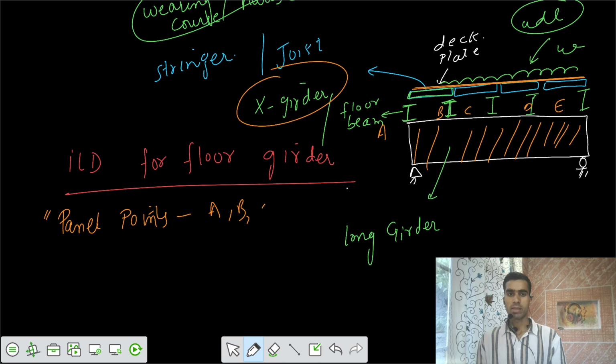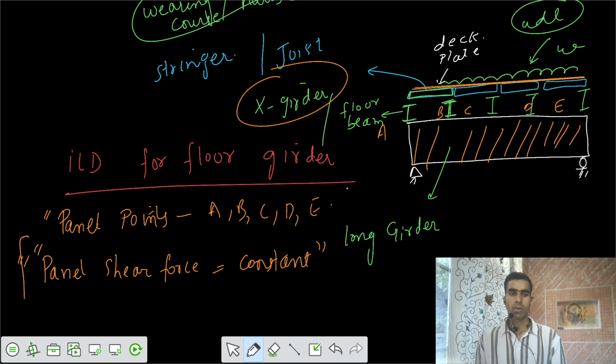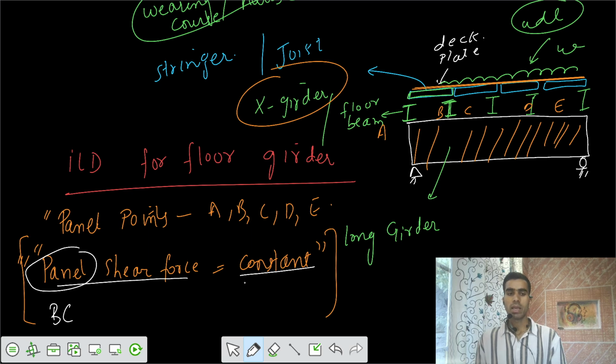That's your points A, B, C, D, E, and we say that the panel shear force is constant. This is the important statement from this discussion: the shear force is constant for one panel. Let's say you take any panel BC. In this panel the shear force remains constant. Similarly in all other panels also.